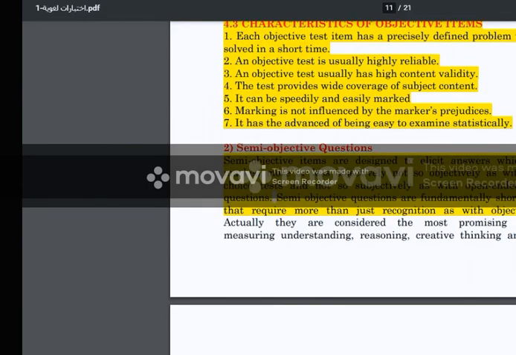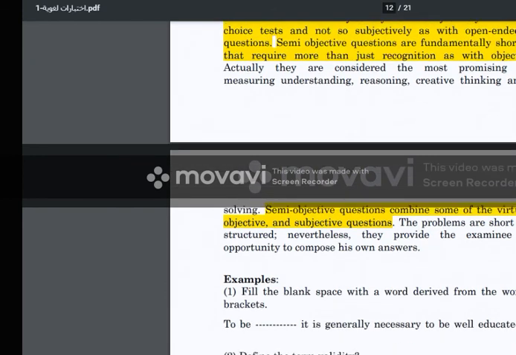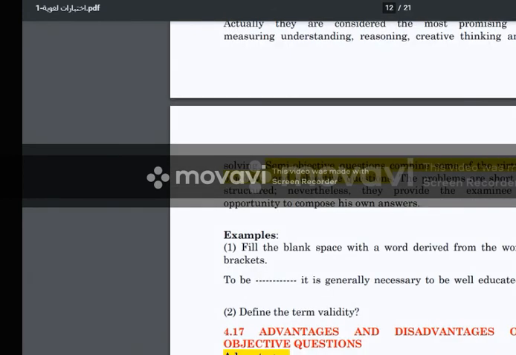Are you there, please? Page 12. Yes, we are. Yes.